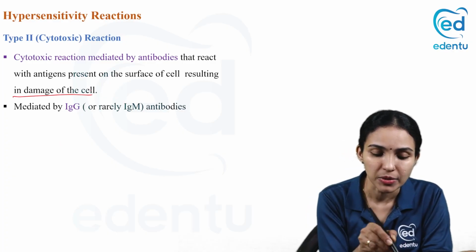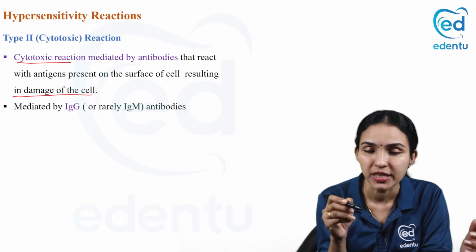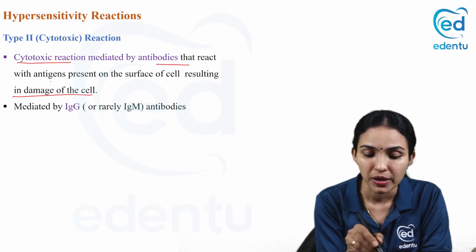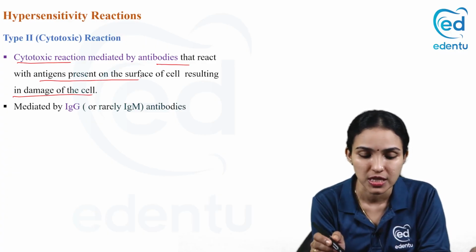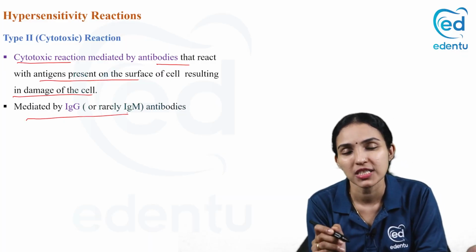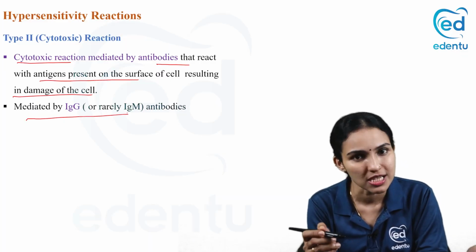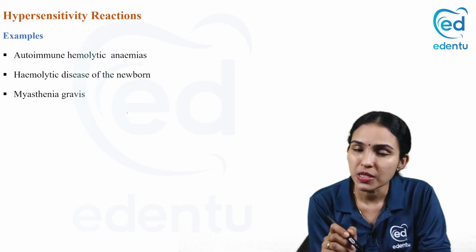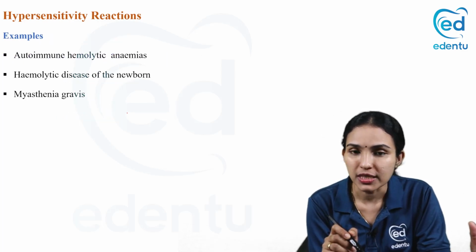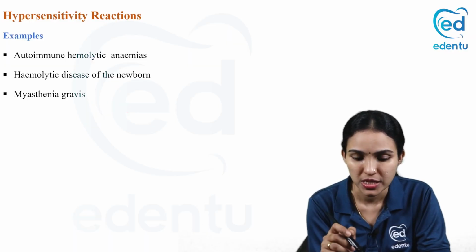Ultimately, there is cell damage. That is why it's called cytotoxic reaction. But how does it occur? It is because of the production of antibodies that bind to antigens on the surface of cells. And which antibodies mediate this type 2 hypersensitivity reaction? It is mostly IgG and sometimes IgM. Examples are autoimmune hemolytic anemias, hemolytic disease of the newborn, then myasthenia gravis. All these are examples for type 2 hypersensitivity.